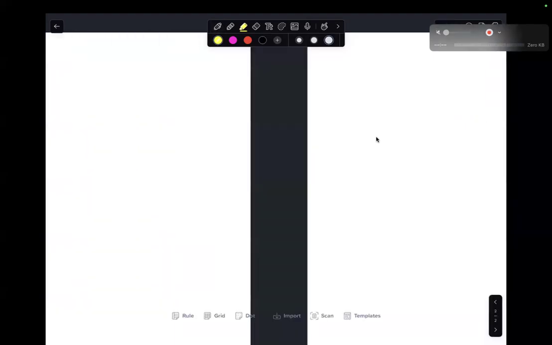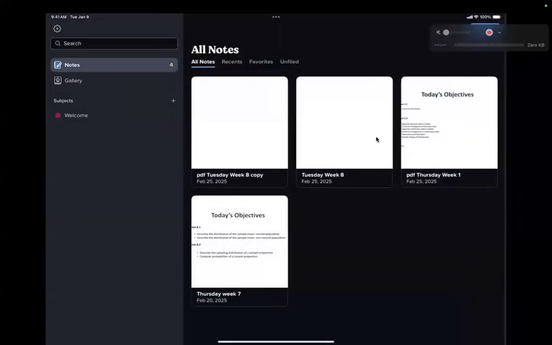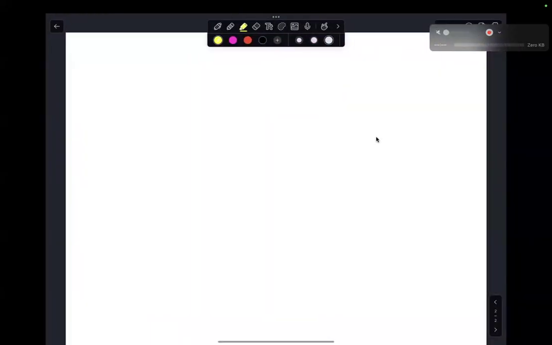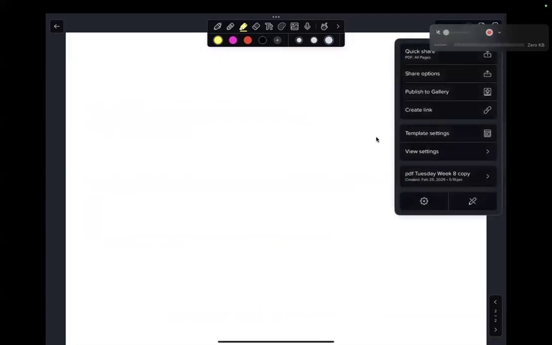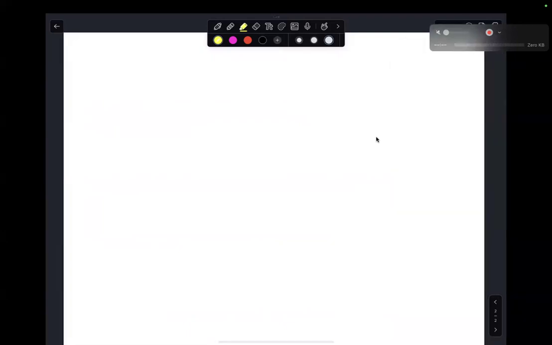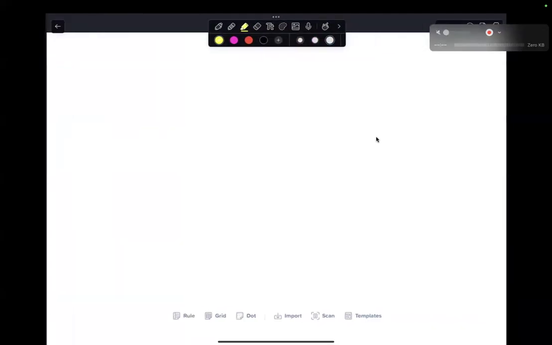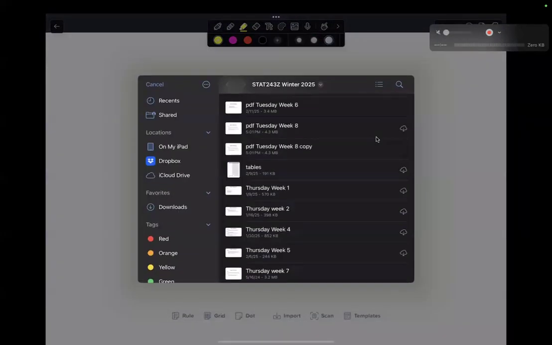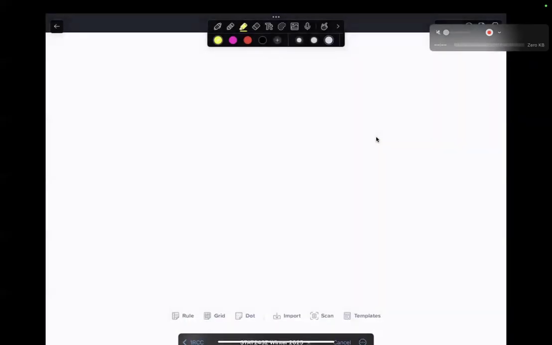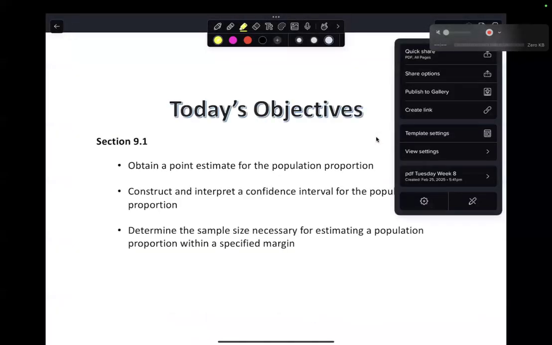I don't know what the heck just happened. Where did it go? Okay, let's try it again. I don't know where it went. It just kind of disappeared. Okay, well, I'm just going to have to open it once more. I don't know what happened. It does that every once in a while. There we go. One more time with feeling.